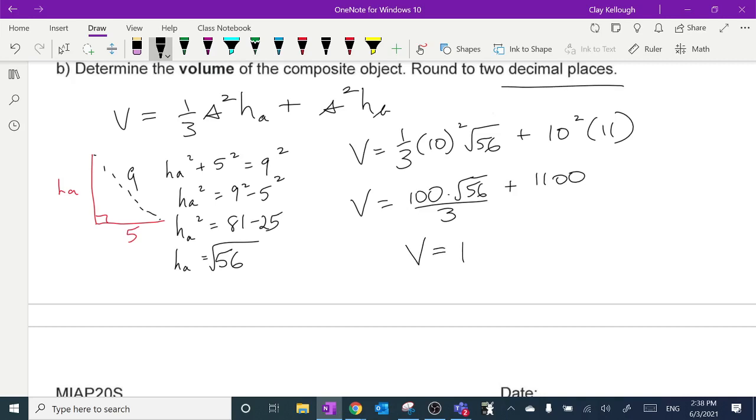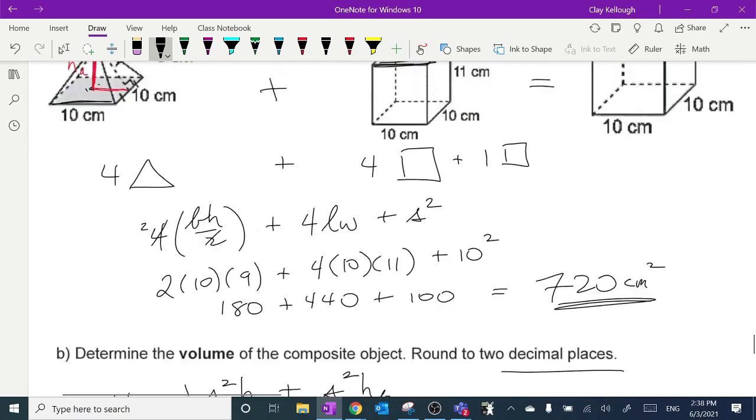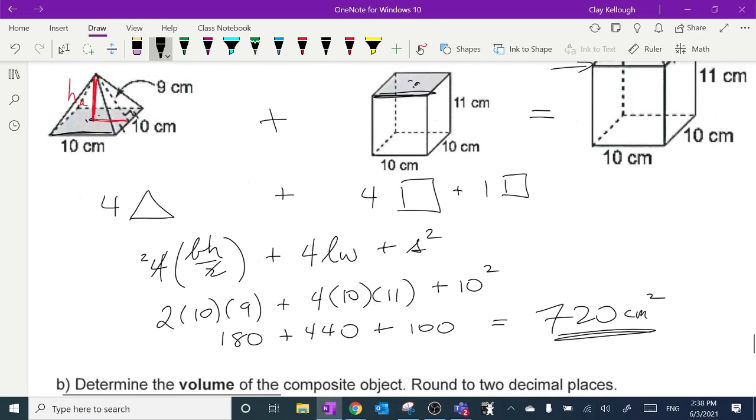My volume is 1,349.44. And what unit are we in? Units matter. You're going to lose a half mark for units if you don't put them. Centimeters squared.